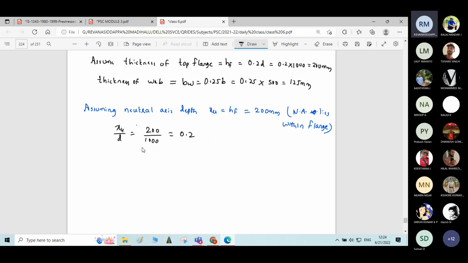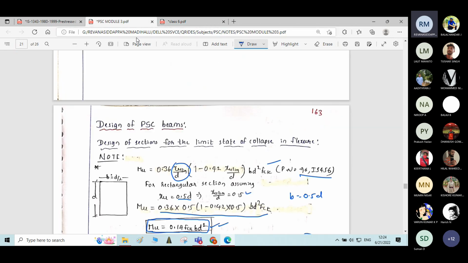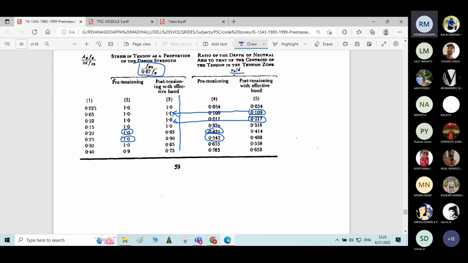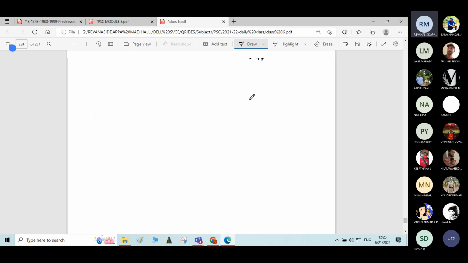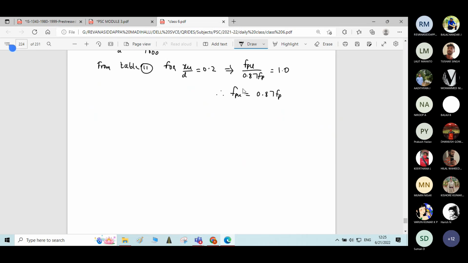Correct? So, therefore, from table 11, you write: from table 11, for XU by D equal to 0.2, corresponding FPU by 0.87 FP is equal to 1.0. Therefore FPU is equal to 0.87 FP.